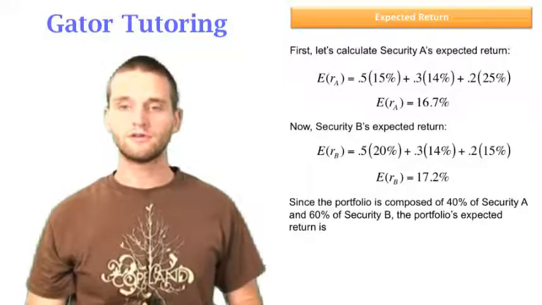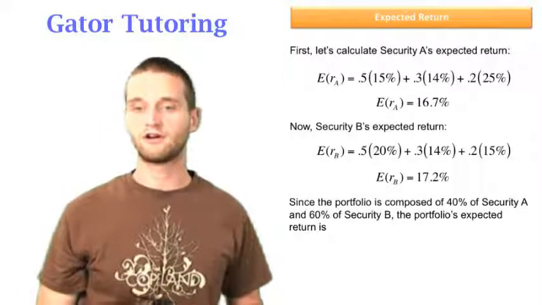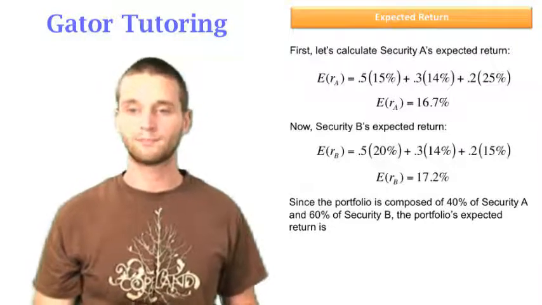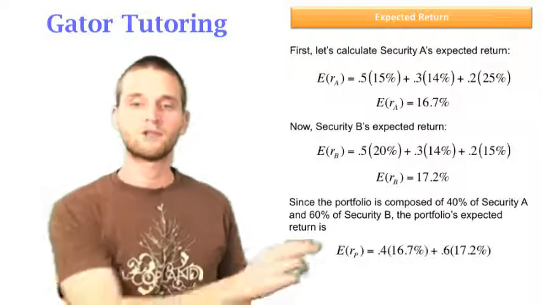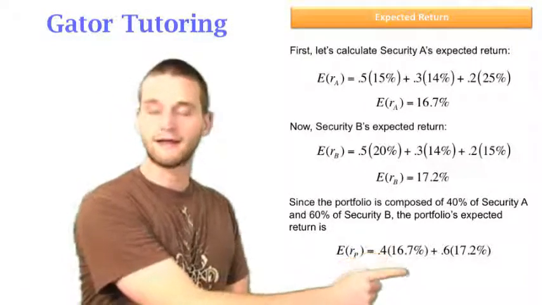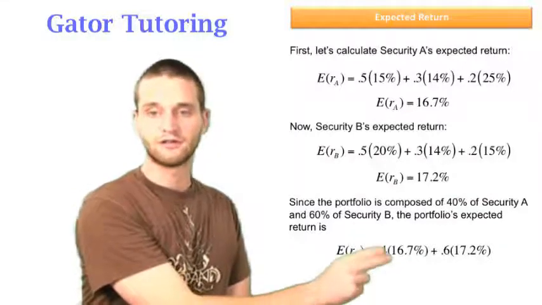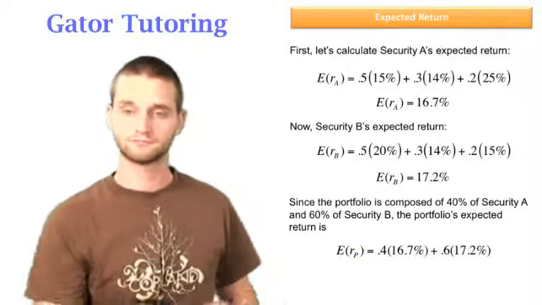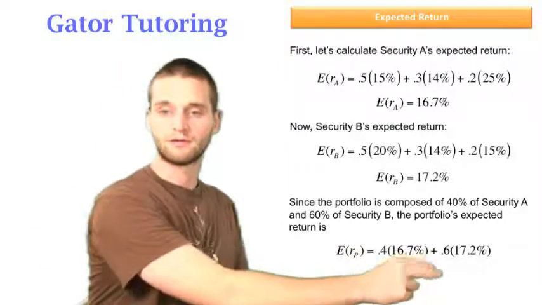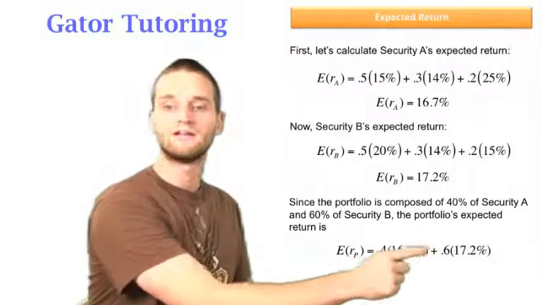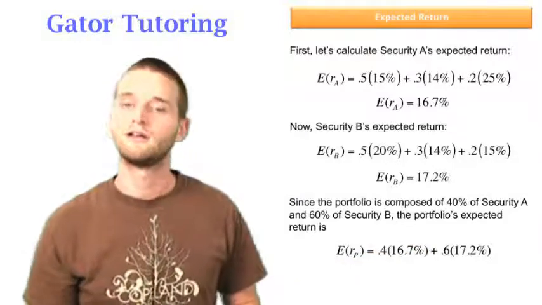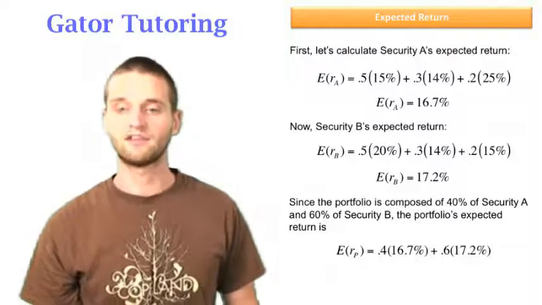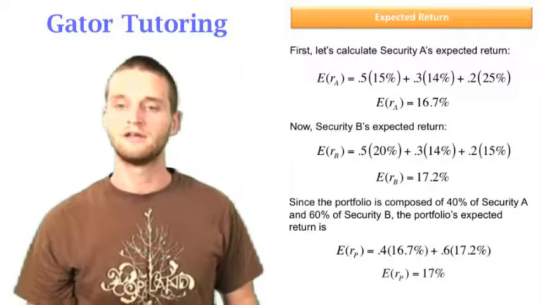Since the portfolio is composed of 40% of security A and 60% of security B, the portfolio's expected return is, we multiply security A's expected return, the 16.7, times the 40% that it makes up of the portfolio, plus the 60% weight in security B times the 17.2% that security B is expected to return. And we find that the expected return of the portfolio is 17%.